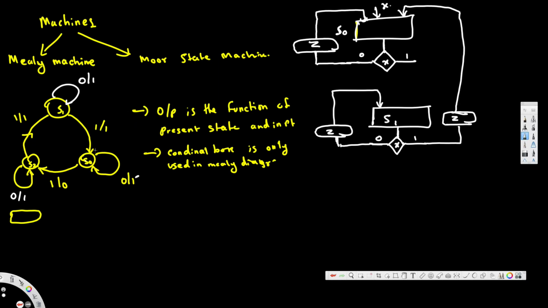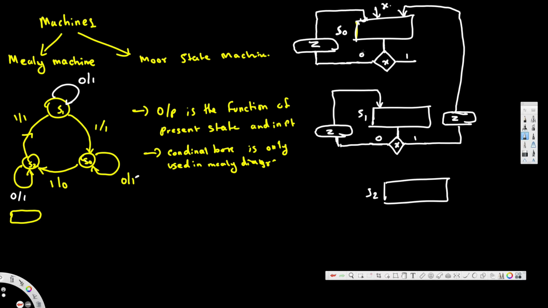If S0 is 1, and the output is 0, it goes to S2. Let's draw the S2 right here. This is S2. We always have to write it outside. S1, S2. Okay, now what? S2.